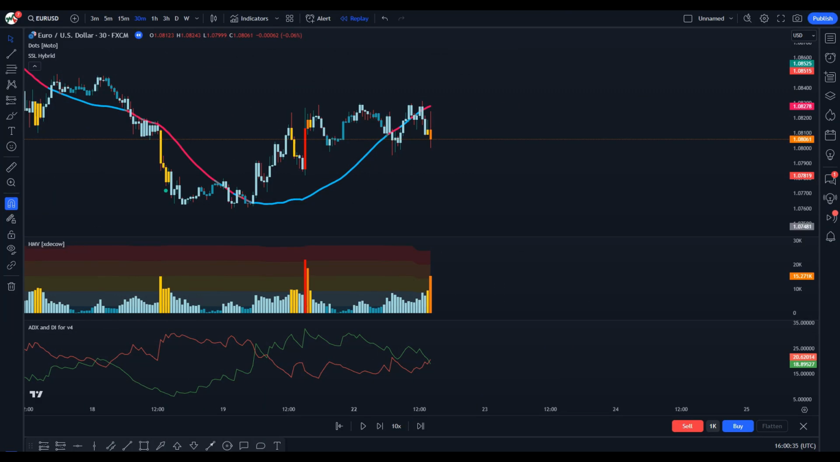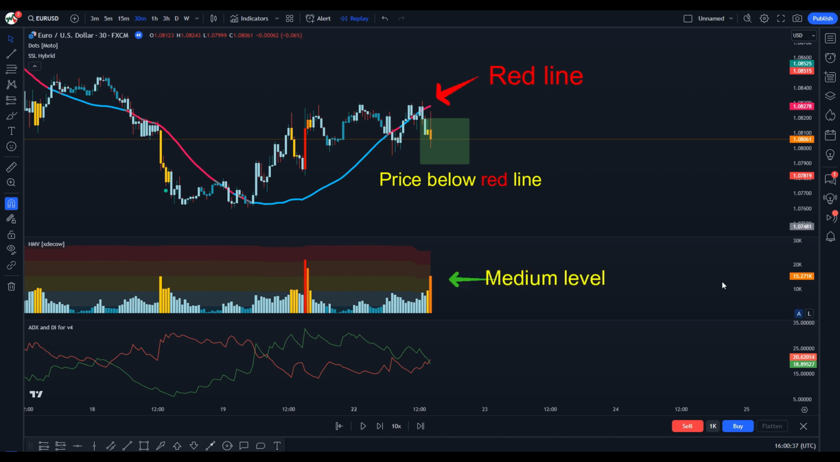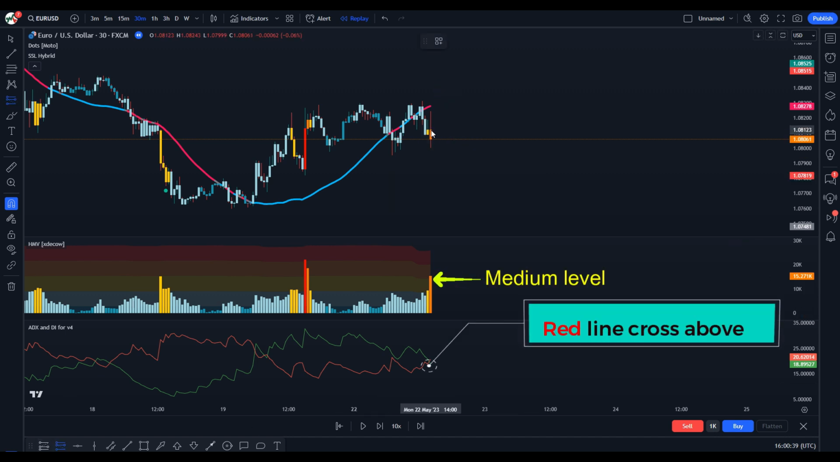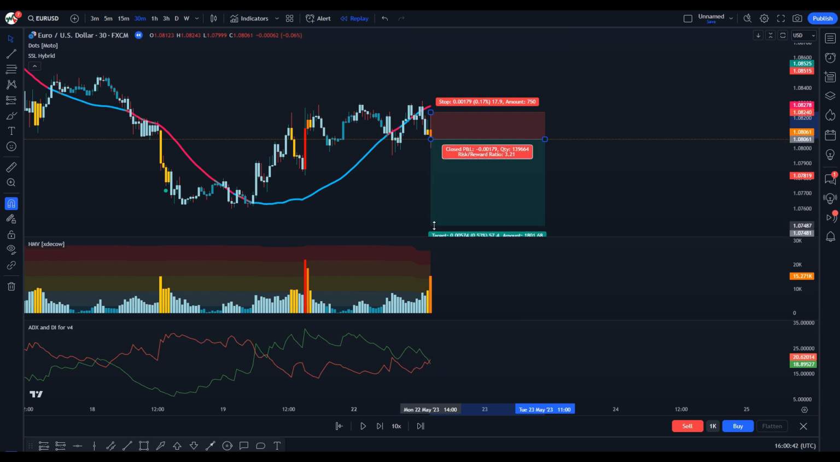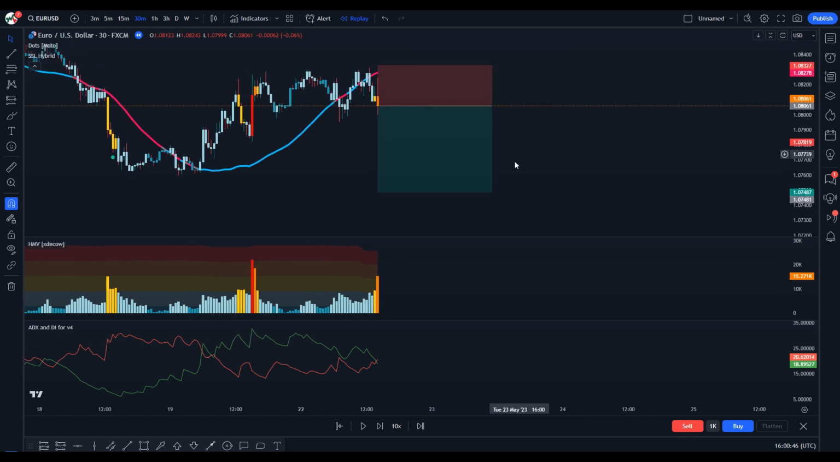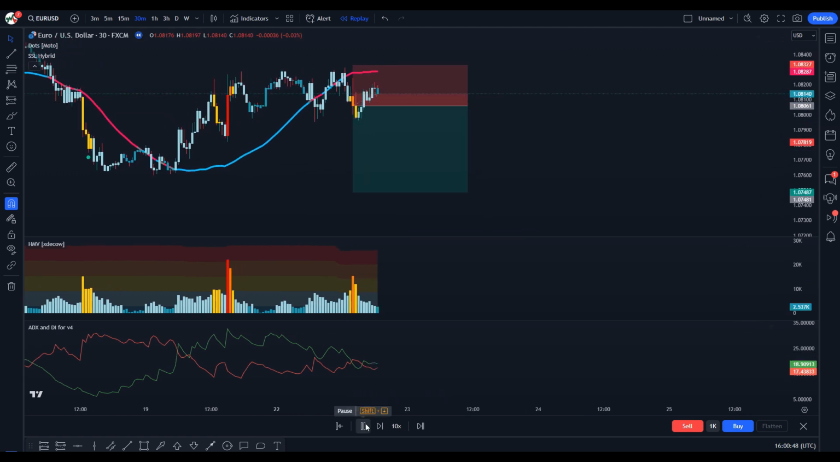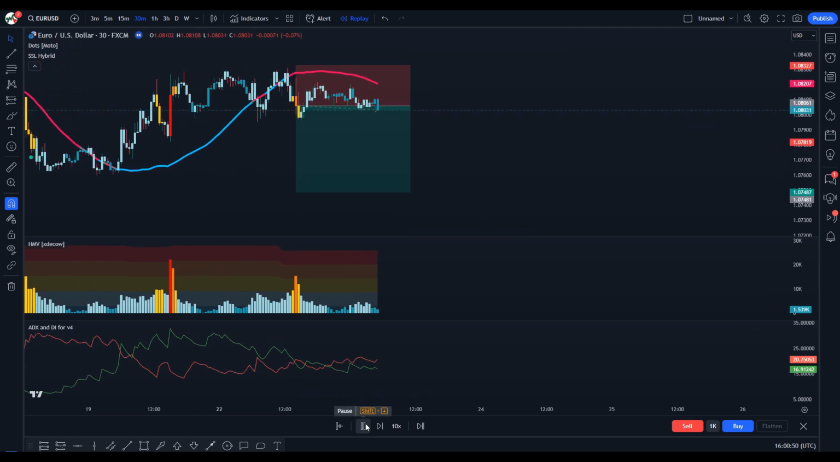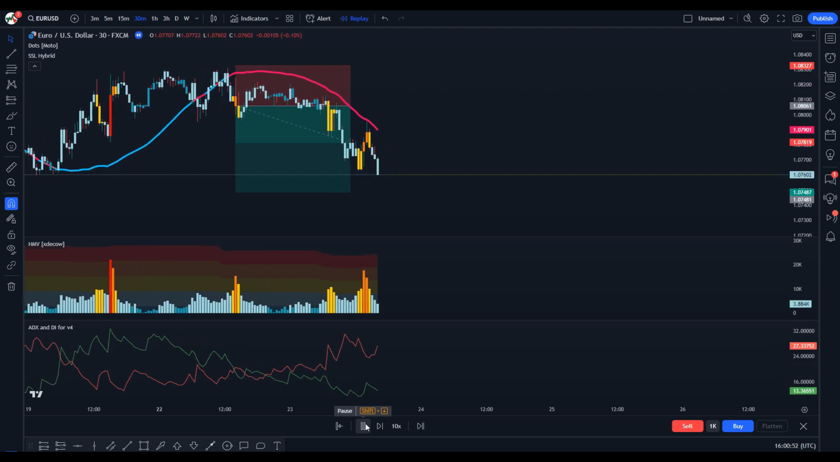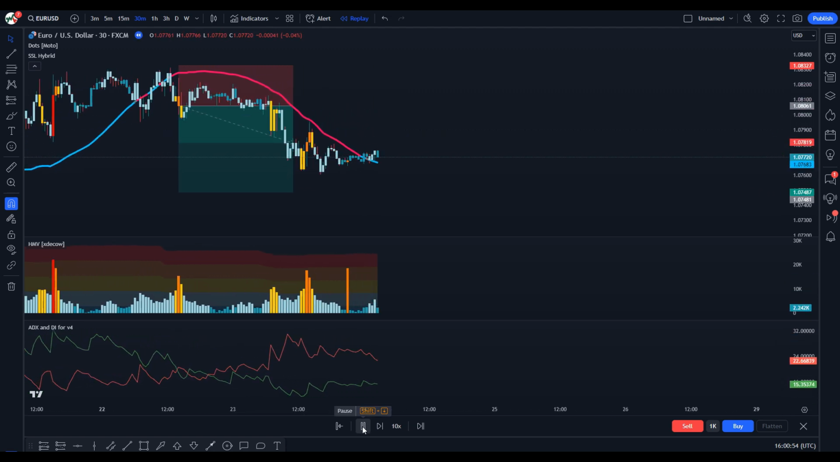Okay, here's another short signal. We clearly see that the SSL hybrid is in the red. The ADX is making a bearish cross and our volume is medium. So we take a short position. We set our stop loss and take profit and see how it plays out. And we see that this quick trade was perfect.